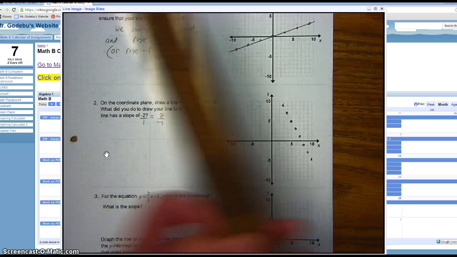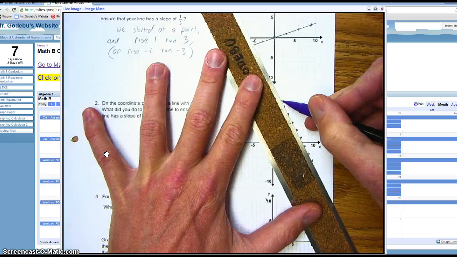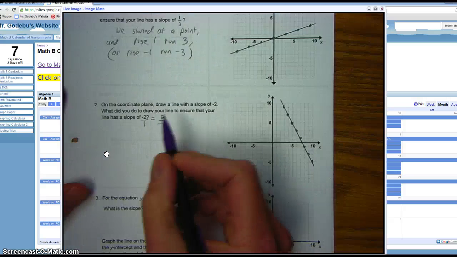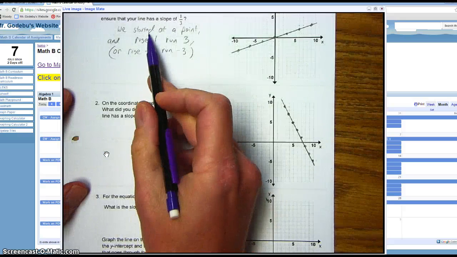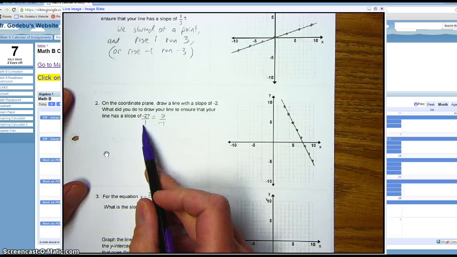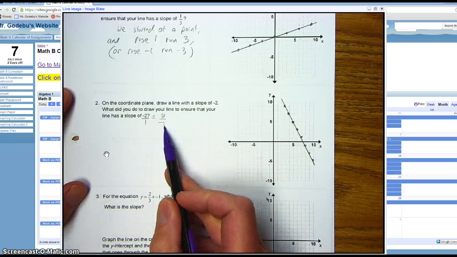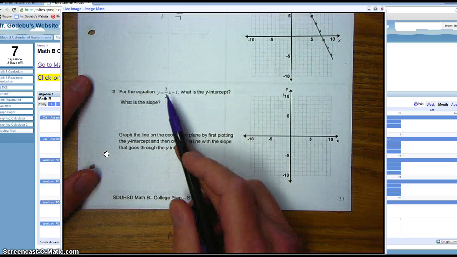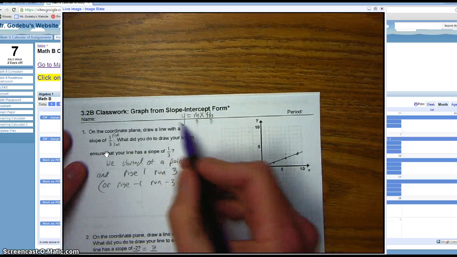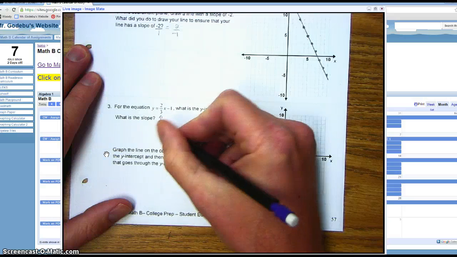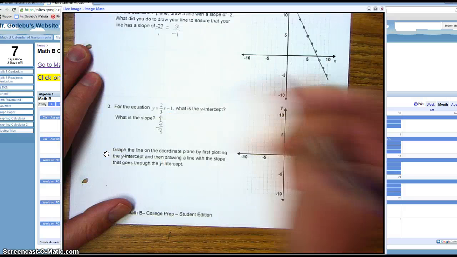And again, connect it with a ruler, and if any of them are out of place, that means you might have counted incorrectly. The same answer. We started at a point, except we did a rise of -2 and a run of 1, or a rise of +2 and a run of -1. So same answer. For number 3, what is the equation for the equation y equals 2/3 x minus 1? y equals mx plus b. Well, that's the slope, 2/3. What's the y-intercept?